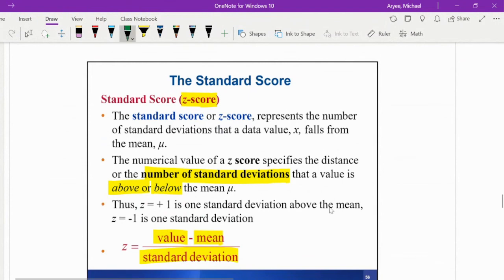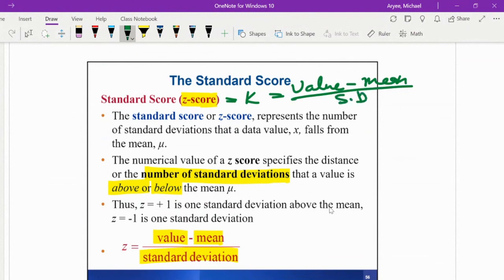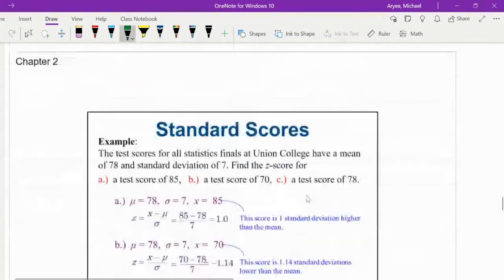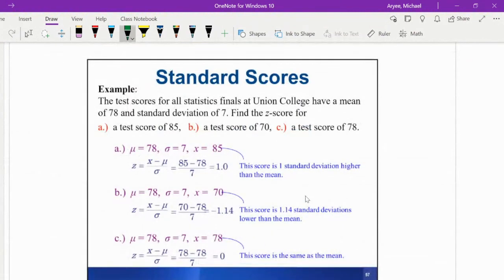So the z-score is like K. K is a value minus a mean over the standard deviation, same as a z-score. So it's the number of standard deviations above or below the mean. Now, if the question says find the z-score, all you got to do is use the formula: value minus mean divided by standard deviation. That's all you got to do.